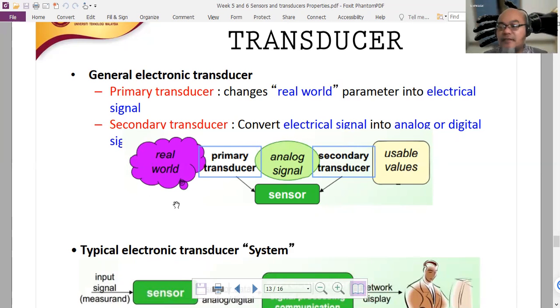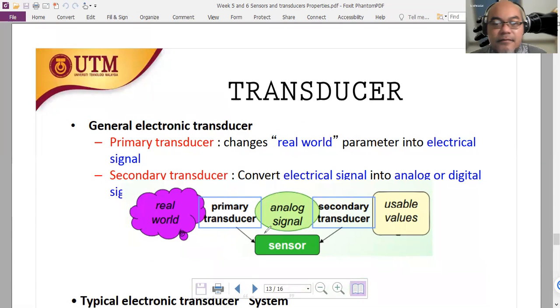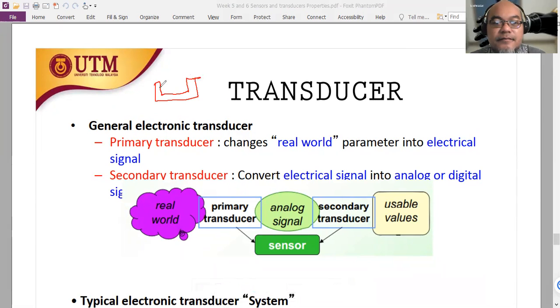So let's give an example. Even a microphone, usually now, is made using, let's say, a capacitive design. Later we will discuss more. This is made from electrode, and there is also electrode material here. So, a microphone is used to detect sound.